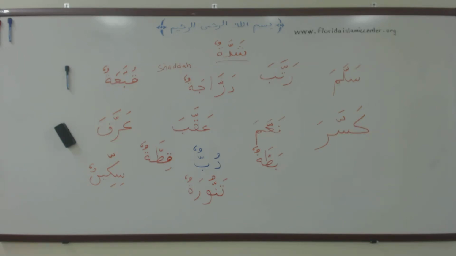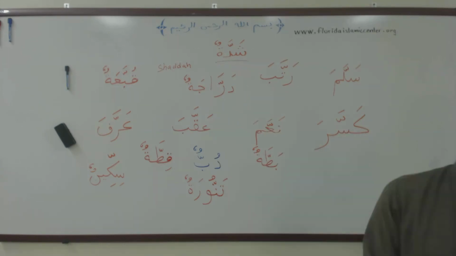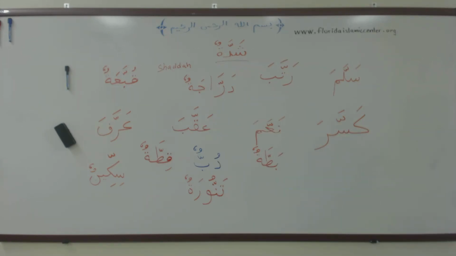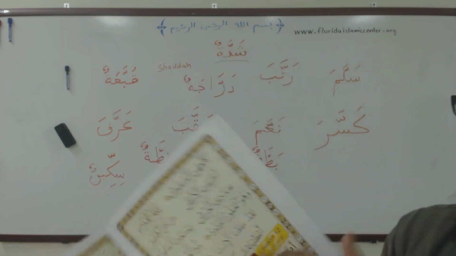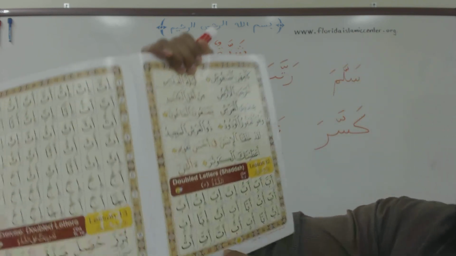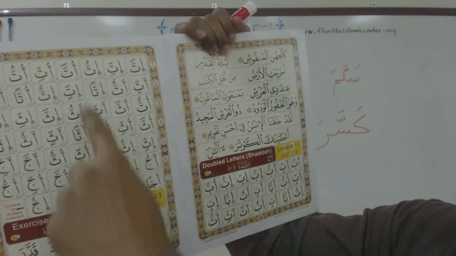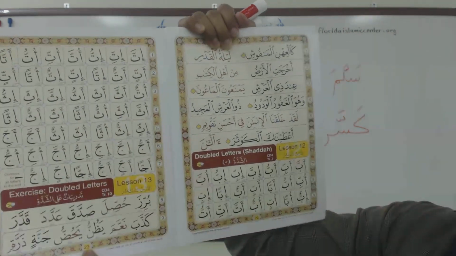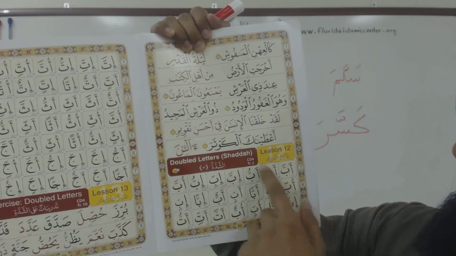What I'm going to ask you to do for homework is the exercise on page 22 in the yellow gold book, Qaida an-Nuraniya. Page 22 at the bottom, and at the top of the rest of the lesson, which is on 23. So all of lesson 12.